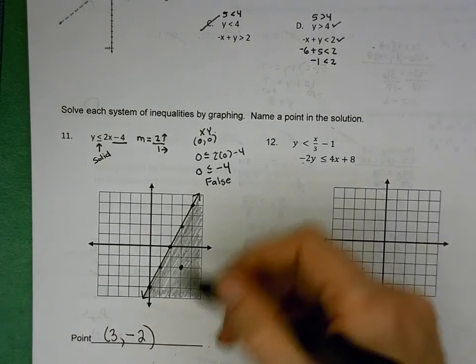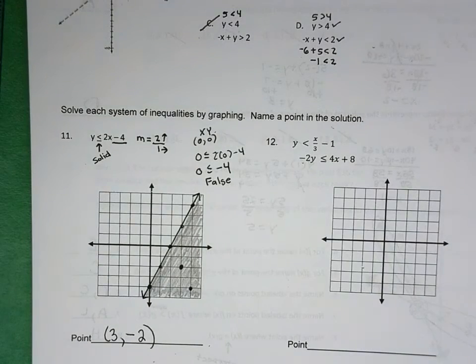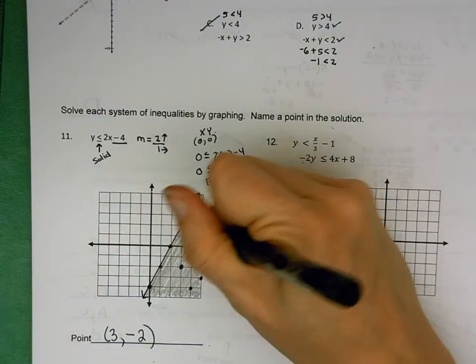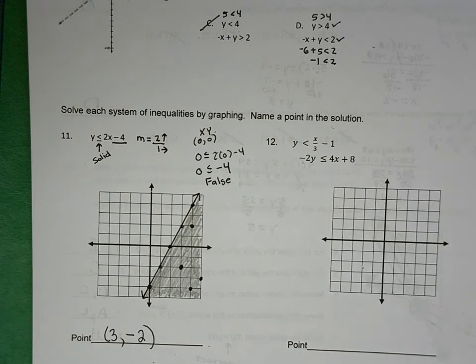I could pick this one down here at 4, negative 4. Or this one here at 5, negative 3. Or this one up here at 4, 2. Right? Any of them would work. In this particular case, you could even pick one on the line, because one on the line would be true as well, because it's a solid line. Remember, if it's a dashed line, you can't pick those points, but if it's a solid line, you can pick it.